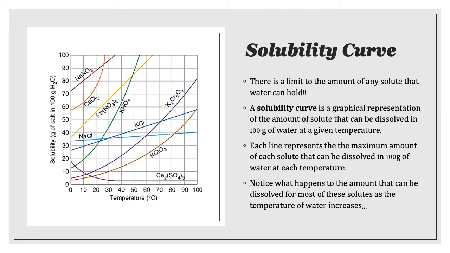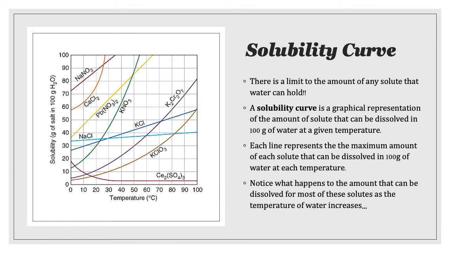All right, so this is a solubility curve here, and it's important for me to point this out because some people have never really thought about this before, but there's actually a limit to the amount of solute that water can dissolve. So it's not going to continuously, endlessly dissolve everything you put in it. There is a maximum amount of solute that you can dissolve for every unit of volume of water. So the solubility curve is a graphical representation of the amount of solute that can be dissolved in 100 grams of water at a given temperature.